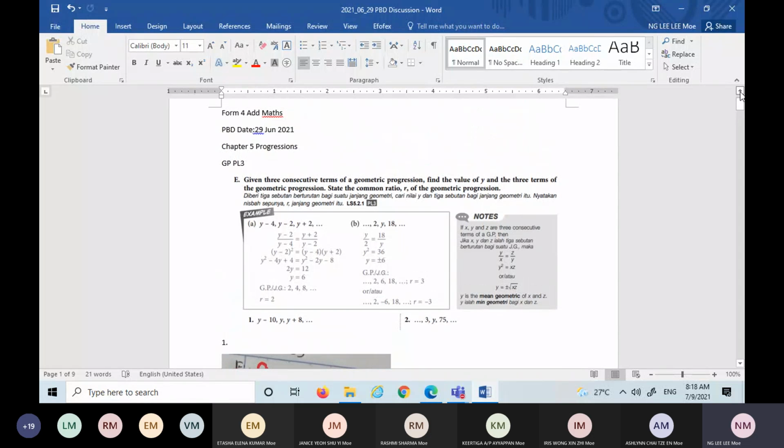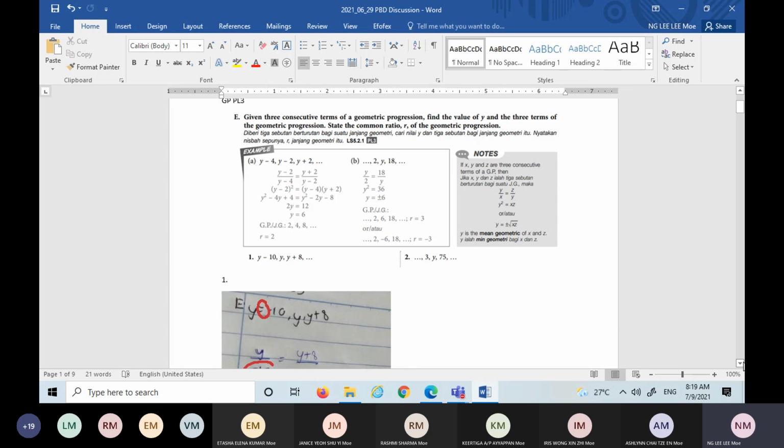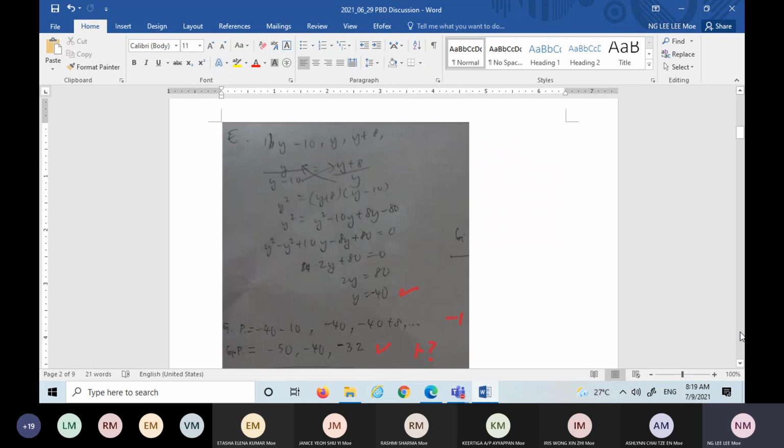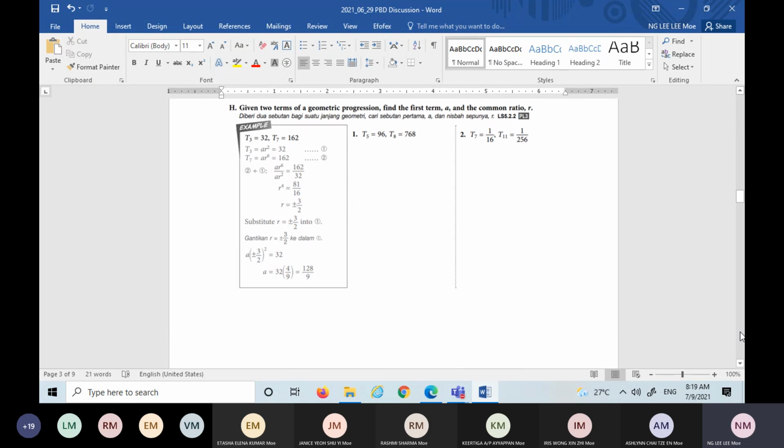Okay, this is your assignment. The date is on the 29th last week. This one is a test on your Chapter 5, Progressions, on geometric progression, GP. PL3, Band 3 questions. We look at this. If you quickly go through, you see I extracted all your mistakes, so I think you can recognize your own mistake.